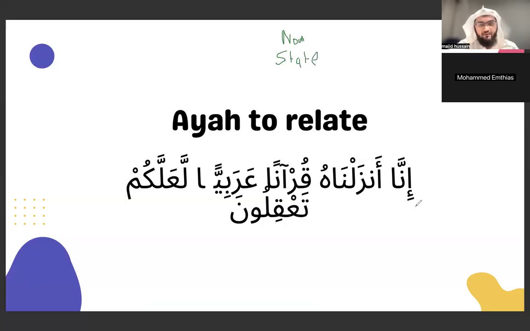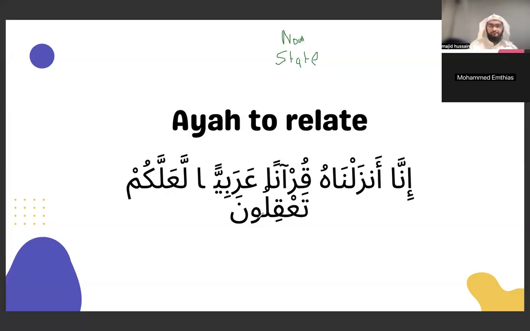Right, this is an ayah from the Quran. إِنَّا أَنزَلْنَاهُ قُرْآنًا عَرَبِيًّا لَعَلَّكُمْ تَعْقِلُونَ. Indeed, Allah subhanahu wa ta'ala says, indeed, we have descended the Quran in the Arabic language, لَعَلَّكُمْ تَعْقِلُونَ, so you ponder over it, so you understand it well. So in this ayah, you need to tell me where is the noun and what state that noun is in.